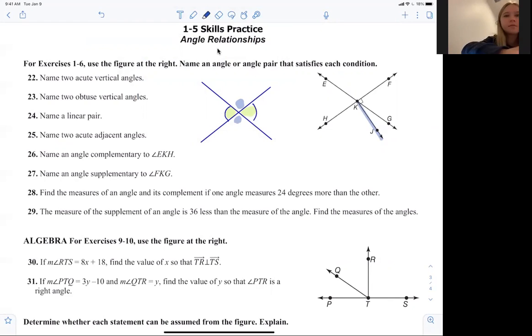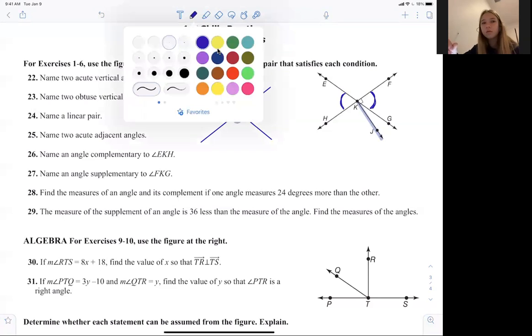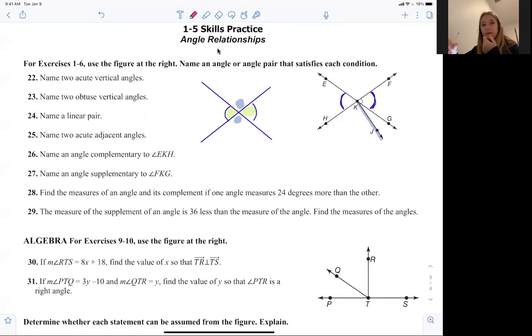Tell me 2, okay, Harrison? GTF. Yes, thank you. This angle right here and this angle right here are the acute verticals. And then I need help with the obtuse verticals. HKG, thank you very much.